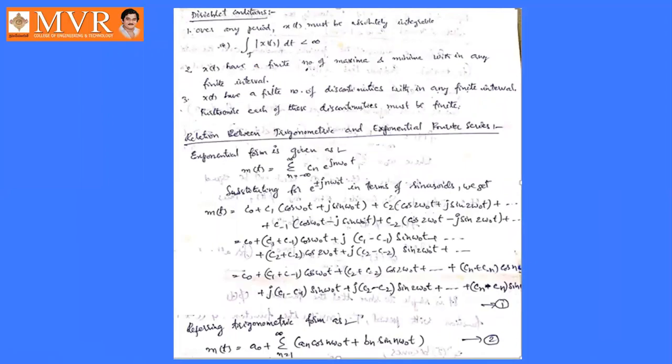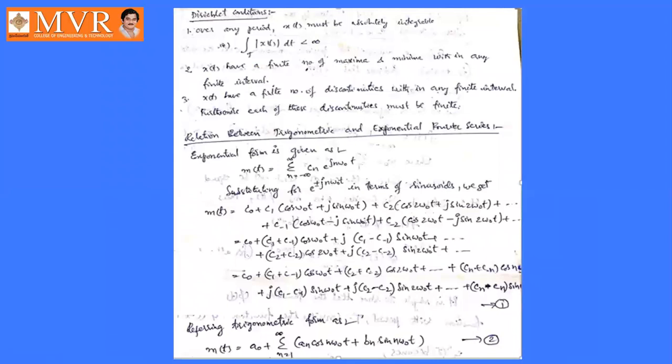Next, we'll discuss the Dirichlet conditions. Dirichlet conditions, these are very important. We have three Dirichlet conditions. First, the function x of t over any period must be integrable. Okay. Next, we have a finite number of maxima and minima. Next, we have a finite number of discontinuities over the finite interval, right?